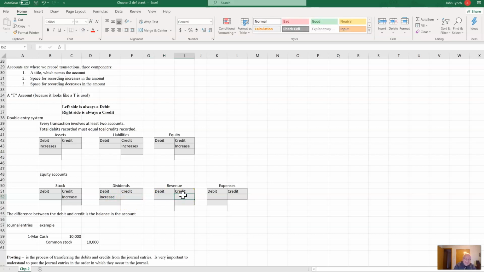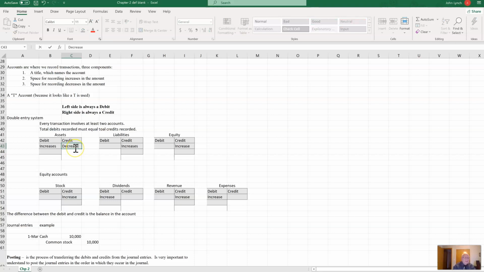Revenues increase as a credit, and expenses increase as a debit. Okay? And then the opposite is also true.